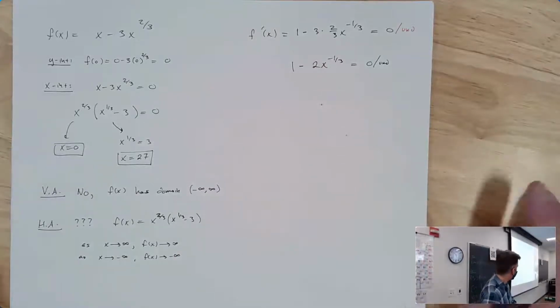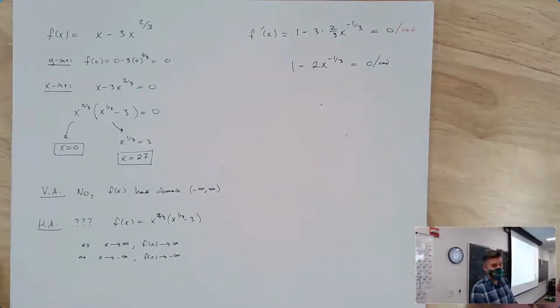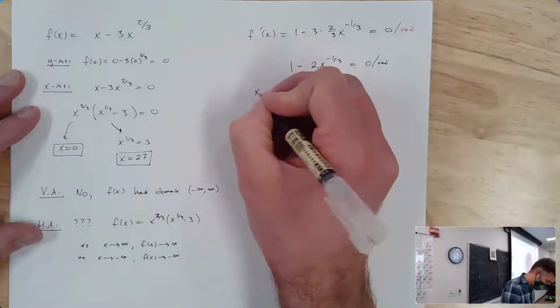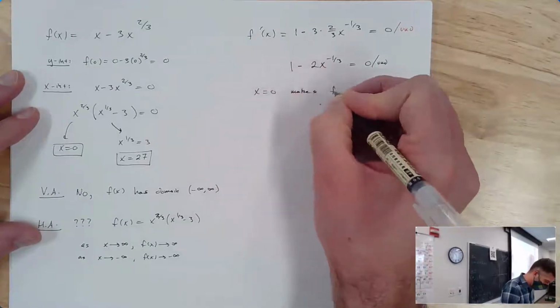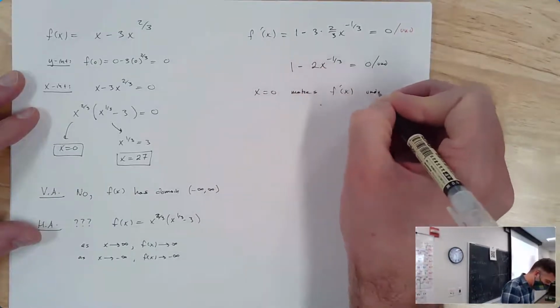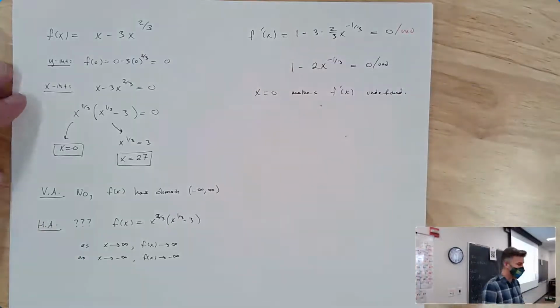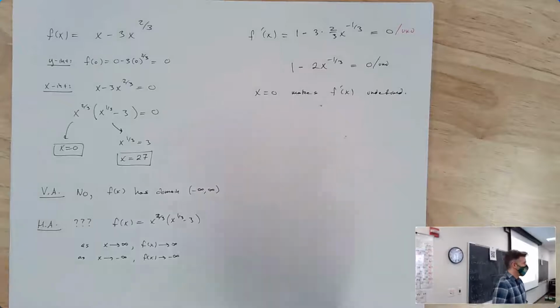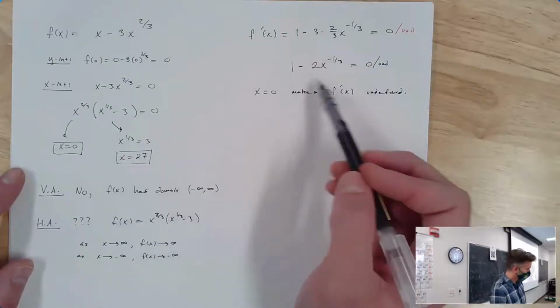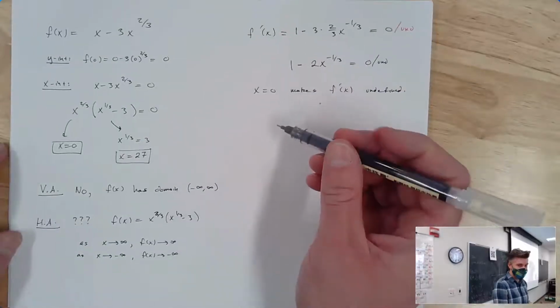So I want to point out right now, 0 makes this undefined. If you plug in 0, 0 to a negative power means you're essentially dividing by 0. So right away, x equals 0 makes the derivative undefined. Now, it probably would have been easier to see that if I had just rewritten it, but I want you to get used to it. Just be aware, right? If you've got something to a negative power, it means it can't actually be 0.